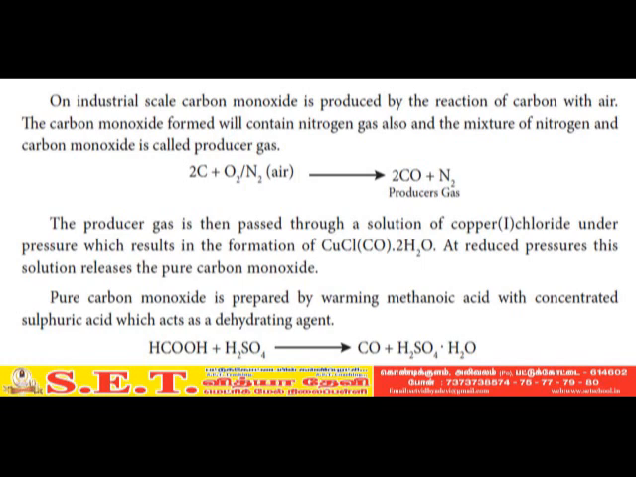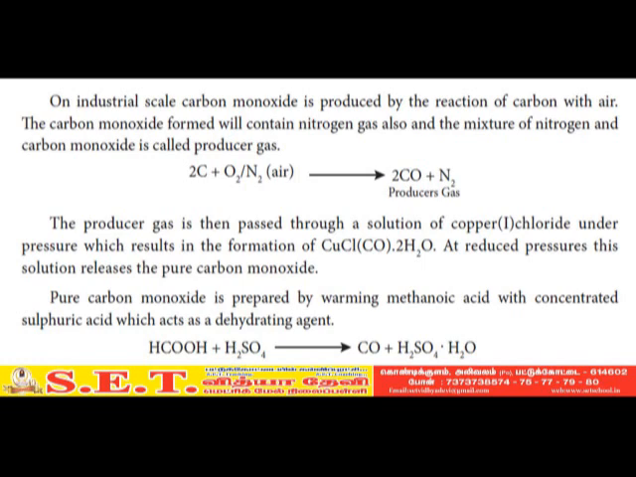The preparation of pure carbon monoxide is very important. Pure carbon monoxide is prepared by warming methanoic acid. Methanoic acid is the IUPAC name; the common name is formic acid. Formic acid has one carbon atom, so according to the IUPAC name it is called methanoic acid.